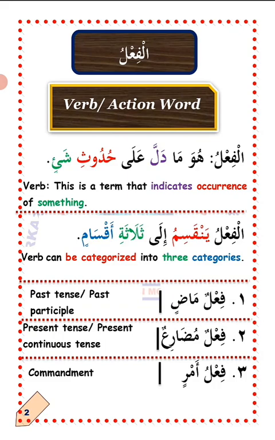Fi'lun mudari, a present continuous tense. Either you translate it as present tense or present continuous tense. It has two meanings. So you translate it the way it appears to you in a sentence. Thalatha, number three, a fi'lu amr, commandment, which is a word in Arabic that we use to command others to do something. La'allaka fahimt? I hope you understand. MashaAllah.